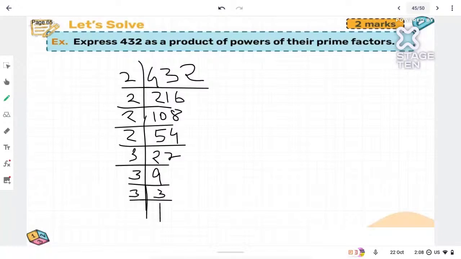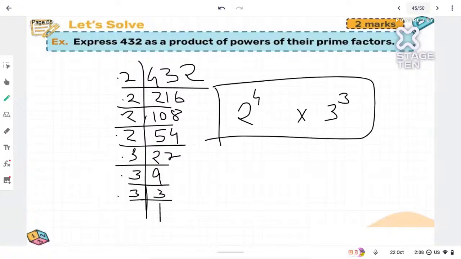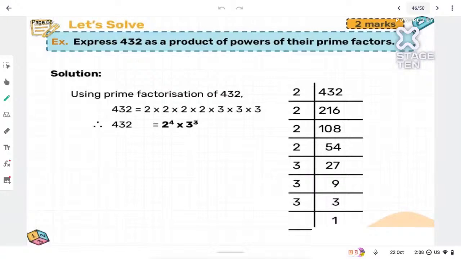Nilesh's answer is 2 to the power of 4 into 3 to the power of 3, the same answer Yuvraj also gave. Let's check. How many 2s are there? Counting the powers: 1, 2, 3, 4, so 2 raised to 4, and 1, 2, 3, so 3 raised to 3. So 2 raised to 4 into 3 cube is the right answer. Yes Nilesh, yes Yuvraj, both of you gave the correct answer. This is how you have to do the prime factors.